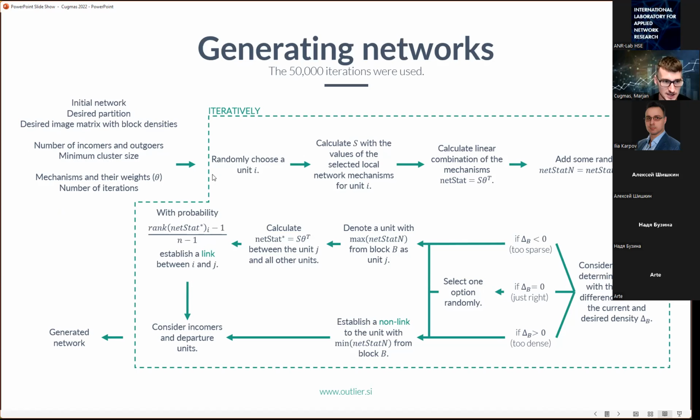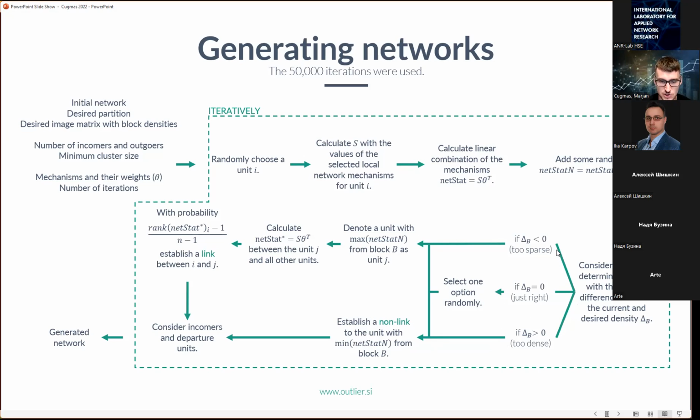And at each iteration, we randomly choose a unit i, then we calculate the values of the selected local network mechanisms for that unit i. We calculate a linear combination of the mechanisms, and then we add some randomness. And then, considering unit i, we determine a block B with the highest difference between the current and desired block density. If the block is too dense, then we establish a non-link to the unit with the minimum weighted network statistics value from block B. If the density is just right, then we randomly select this option or this option.